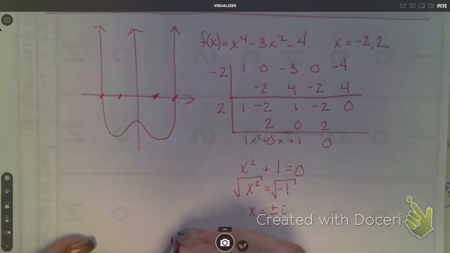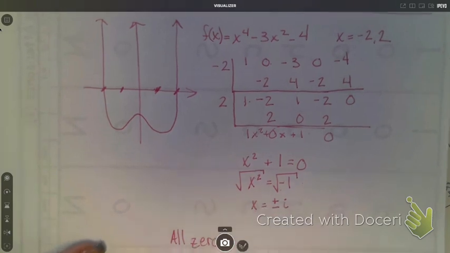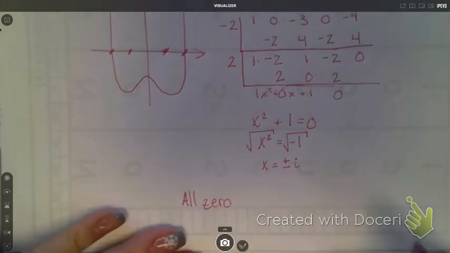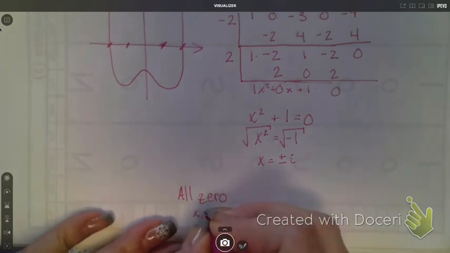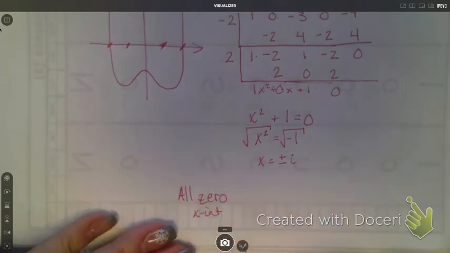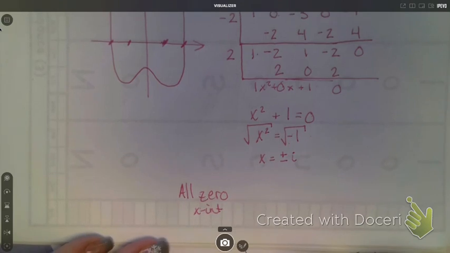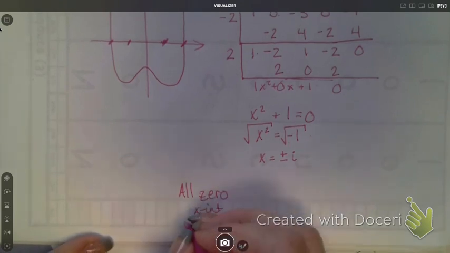So all zeros, what's another name for zeros? I gave them to you. X-intercepts. Oh yeah. What's another one? Solutions. Okay.